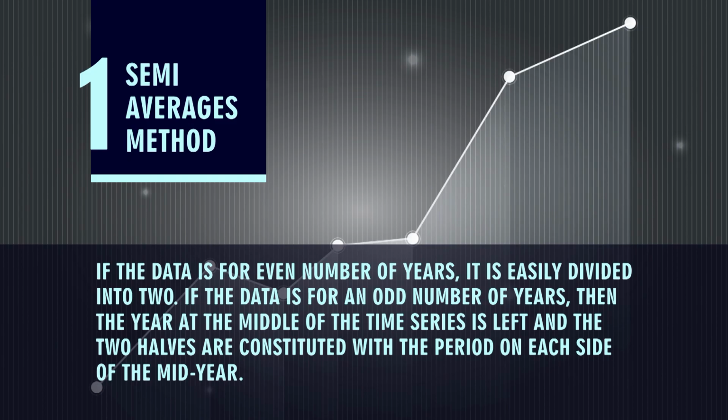If the data is for an odd number of years, then the year in the middle of the time series is left out, and the two halves are constituted with the periods on each side of the mid-year.